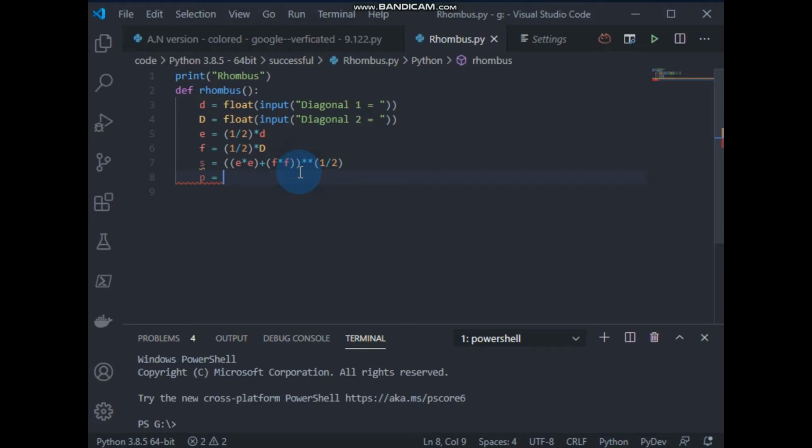And perimeter P equals 2 into the root of d square plus capital D square. And then area A equals half multiplied by diagonal 1 into diagonal 2. Now we want to print area, perimeter and side.